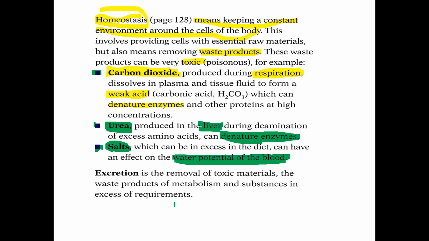Now, excretion. What do you mean by the process of excretion? Excretion is the removal of toxic materials, the waste products of metabolism and substances in excess of requirements. So excretion is removing the excess nutrients and the excess products of metabolism.